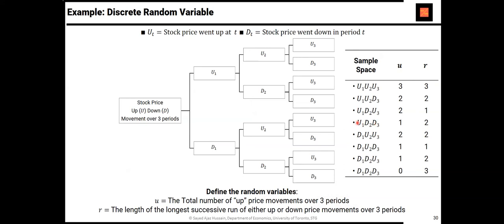Here, the longest successive run is of either ups or downs. Well, 2 downs, so that's 2. 2 ups, so R is 2. 1 up and 1 down, so that's 1. The longest successive run is, again, 2 downs, 2. And now you have 3 downs, so of course, it's 3. So now with every sample point in the sample space, you have defined a unique number for random variable baby U and random variable baby R.